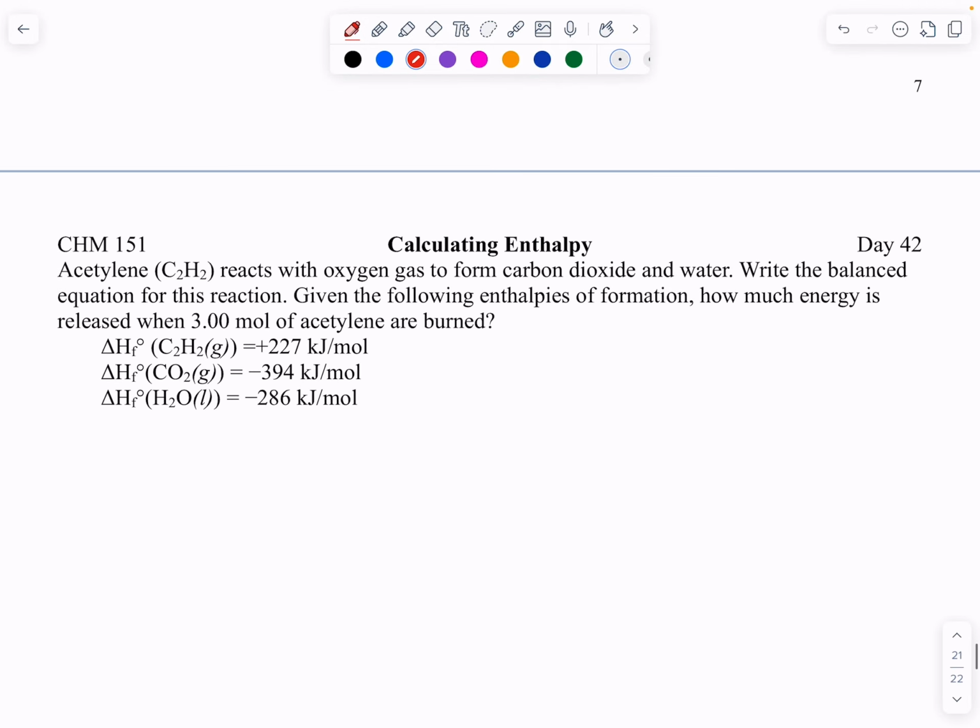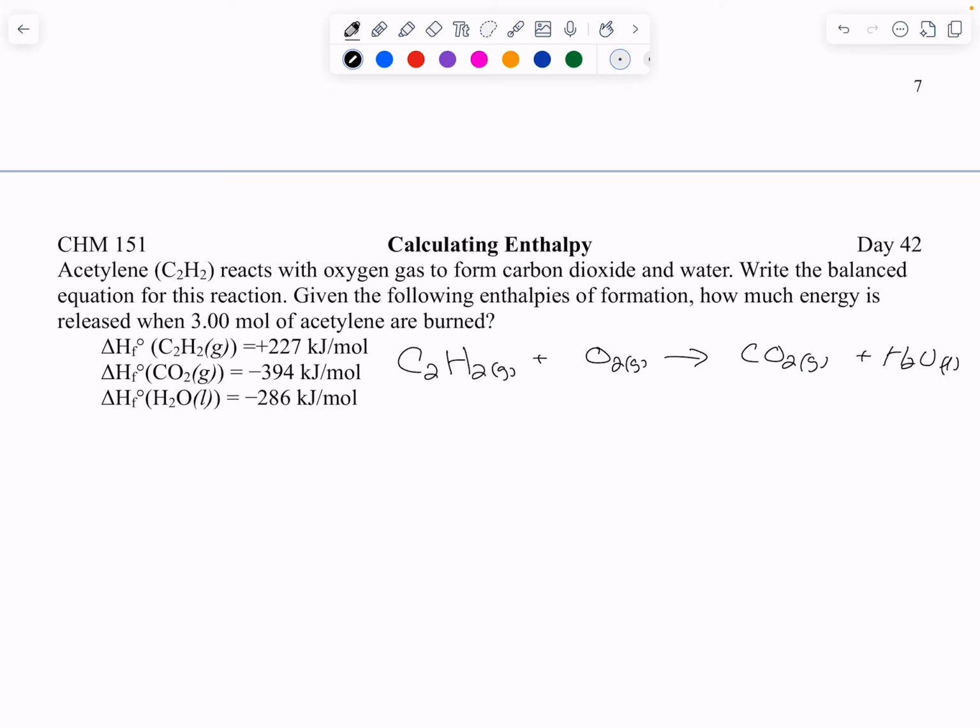All right. Acetylene. Now this one's different. Now you're given delta H of formation. So acetylene reacts with oxygen gas to form carbon dioxide and water. Write the balanced equation. Okay. C2H2 gas plus O2 gas goes to CO2 gas and H2O liquid, at 25 degrees Celsius. All right, plus some heat.